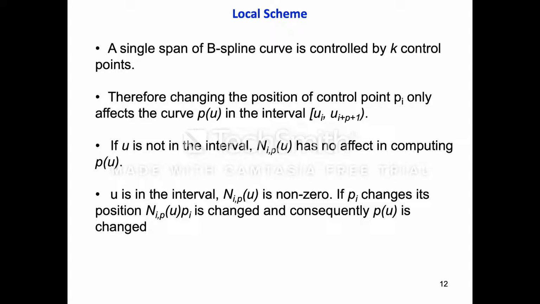Now let's talk about the local scheme property of the B-spline curve. A single span of a B-spline curve is controlled by k control points. Therefore, changing the position of control point Pi only affects the curve P of u in the interval [ui, ui+p+1). If u is not in the interval, Ni,p of u has no effect in computing P of u. And if u is in the interval and Ni,p of u is non-zero, and if Pi changes its position, Ni,p of u times Pi is changed, and consequently P of u is changed.